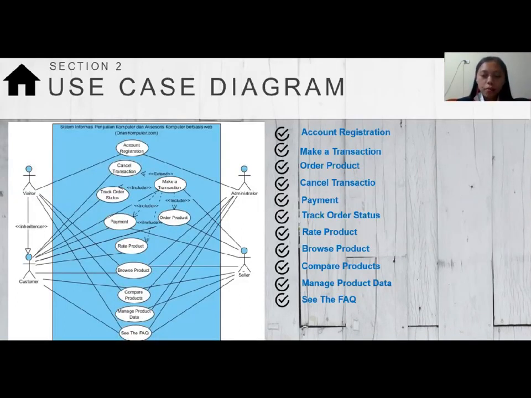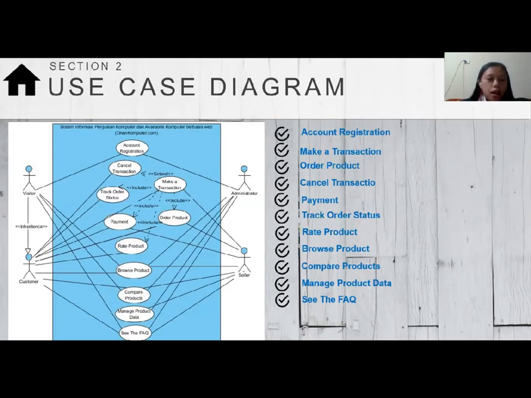This is the use case diagram that shows the continuous interaction between actors and system. We have 11 use cases that are connected with 4 actors, namely visitor, customer, administrator, and seller. These actors become a role in our system and have different privileges. We can see that visitor can interact with use cases account registration, browse product, compare product, and see the FAQ. And then the customer actor can interact with use cases cancel transaction, make a transaction, rate product, browse product, compare product, and see the FAQ.